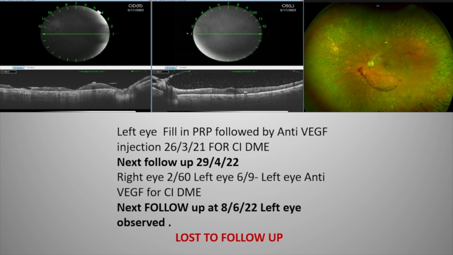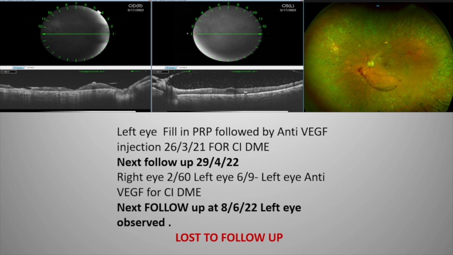So this is the Optos image and OCT scan of the patient at the time of first presentation. As you can see, some vitreous hemorrhage was seen in the right eye, and in the left eye, center involving cystic spaces were seen at the fovea. So in the left eye fill-in PRP was advised, followed by anti-VEGF injection for the center involving DME. Next follow-up was 1 month later.